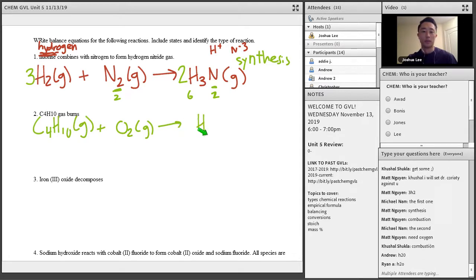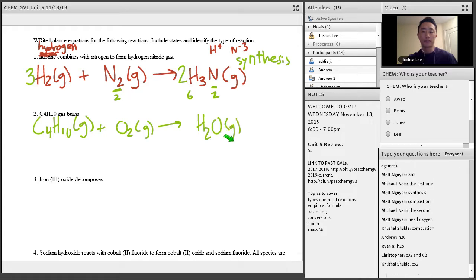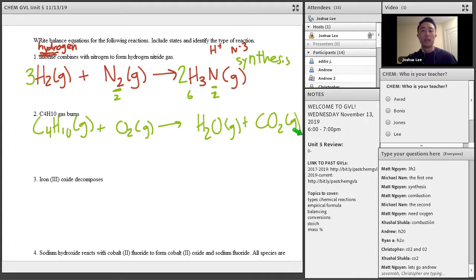H2O is one of them, and CO2. Nice. Then from here, you just have to balance. Okay, I have 4 here, 10 here, 2 here, 2, 1, 1, 2. So the first thing I like to balance are things that are not hydrogen or oxygen. So I'll look at this. I have 4 carbons and only 1 carbon here.